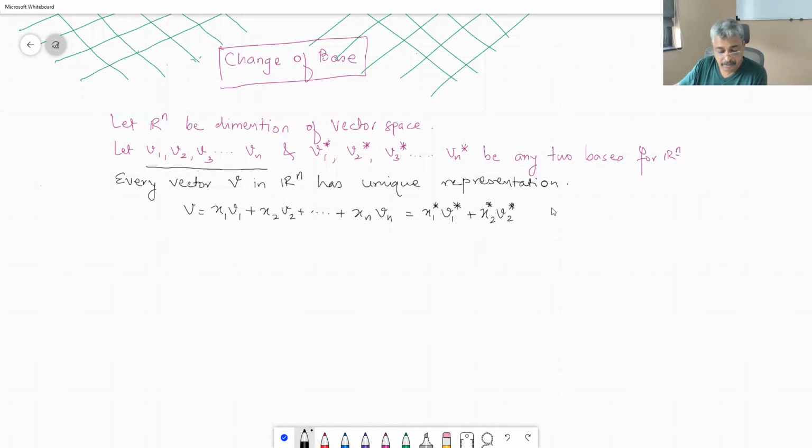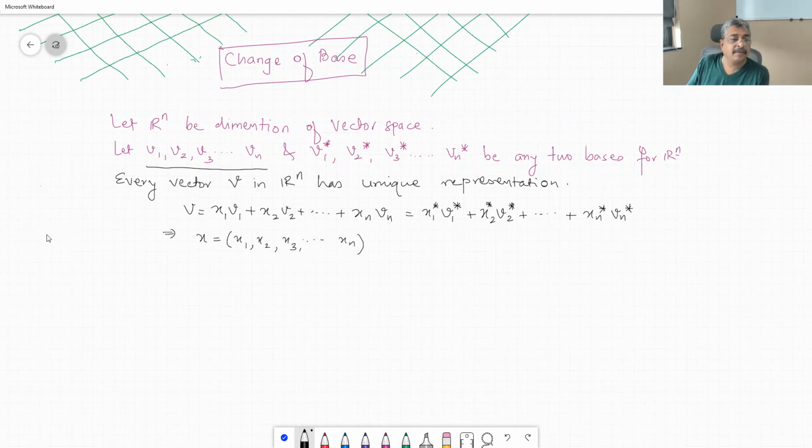X2 star, V2 star, plus dot, dot, dot, plus Xn star, Vn star. Correct? So in other words, vector V. Let X be the vector which looks like X1, X2, X3, dot, dot, dot, Xn.